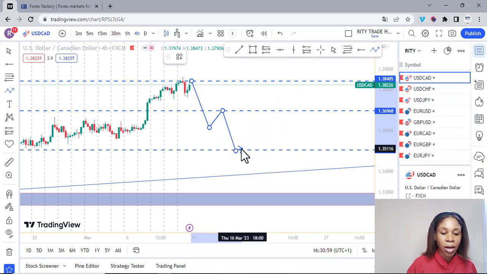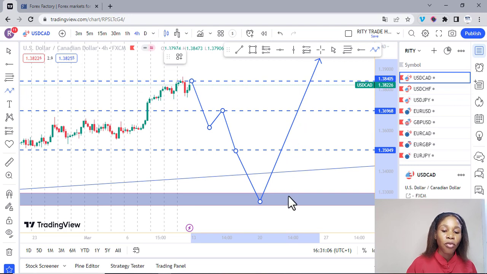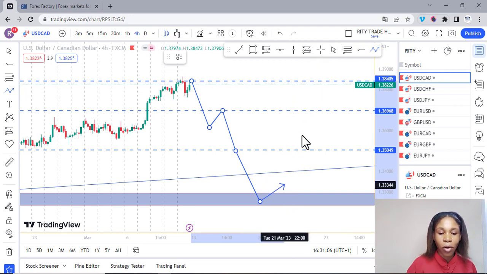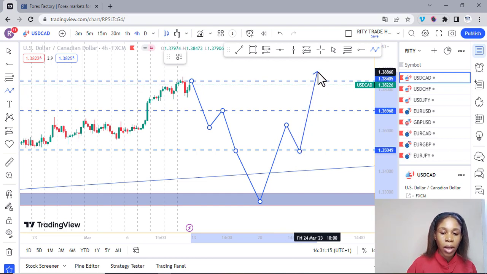But then there is also a probability, the forex market is full of uncertainties. Price can actually still choose to come down back to this zone and then move up from here. Not like it's going to move up straight, there could be some kind of a break of structure, pullback, and we have something like that to the upside. So guys, that is my expectation on the USD CAD.